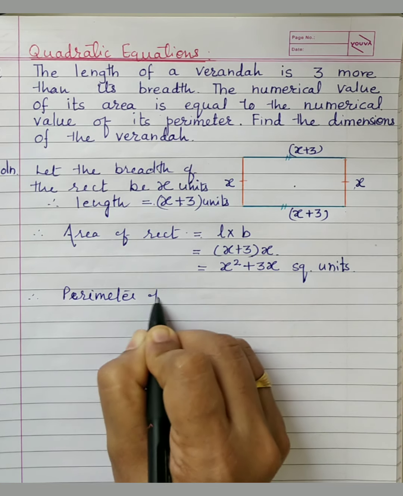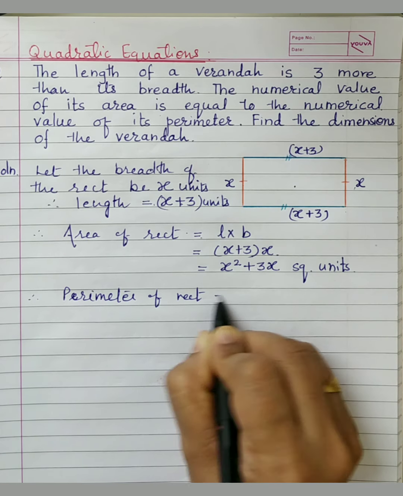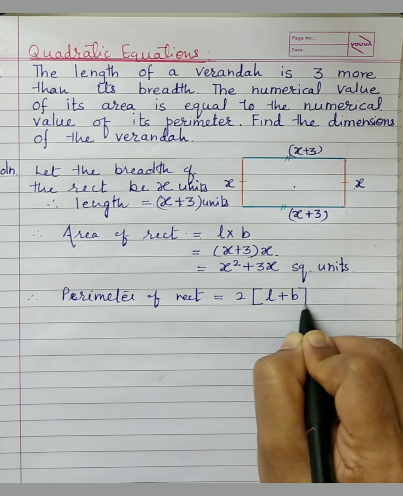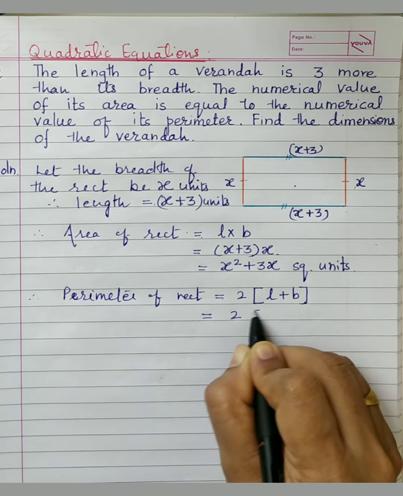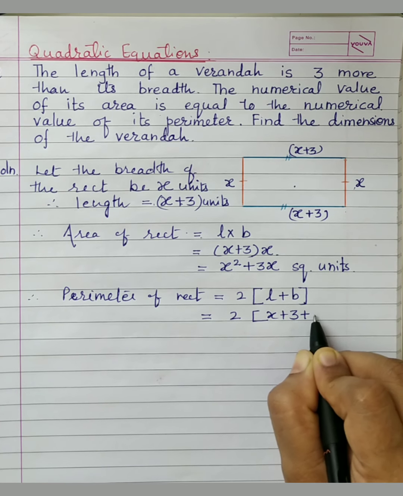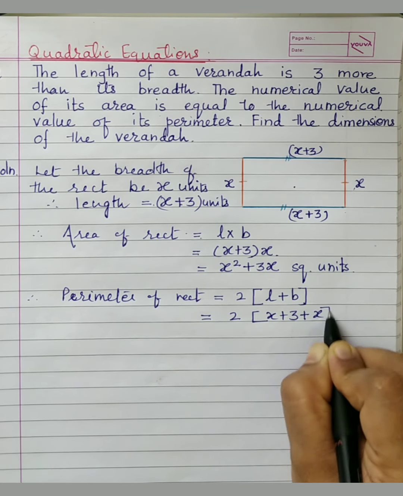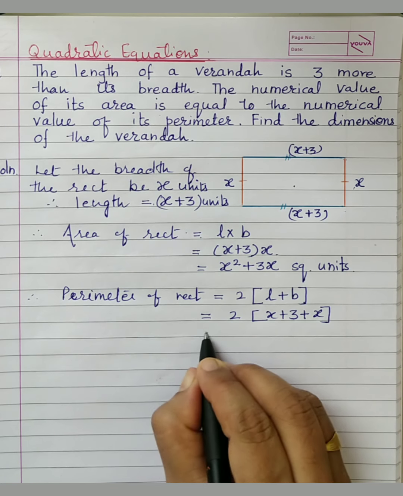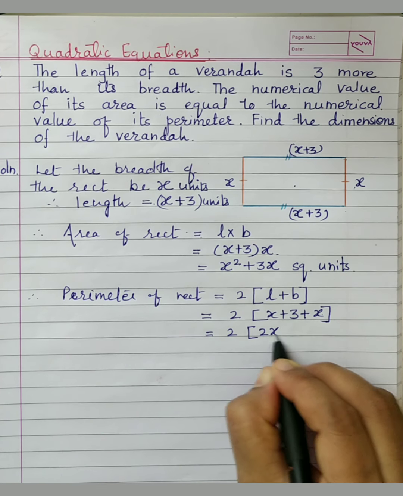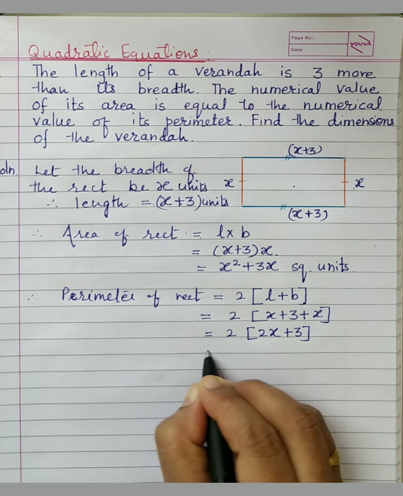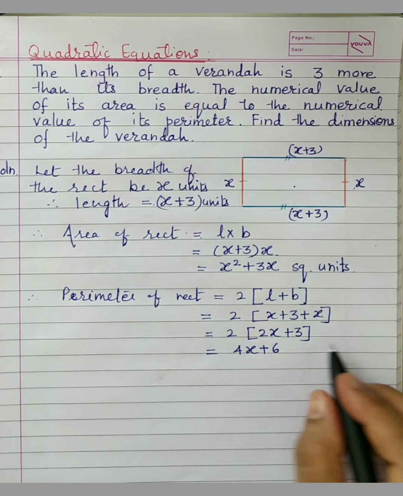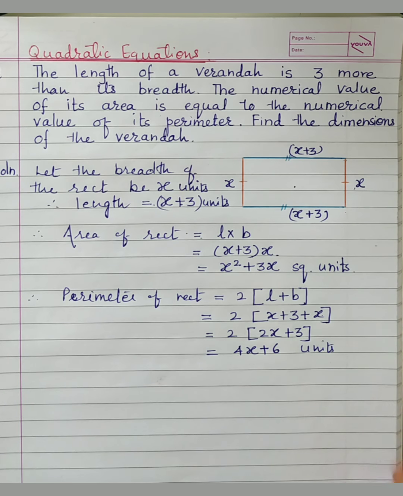Also perimeter, right? Find the perimeter of this rectangle. By formula, it is twice the bracket length plus breadth. So 2 times, L is x plus 3, B is x. Simplify the bracket: x plus x, 2x plus 3. Further simplifying, 4x plus 6, 2 sixes are... 2 threes are 6. What will be its unit? Simply it will be units.